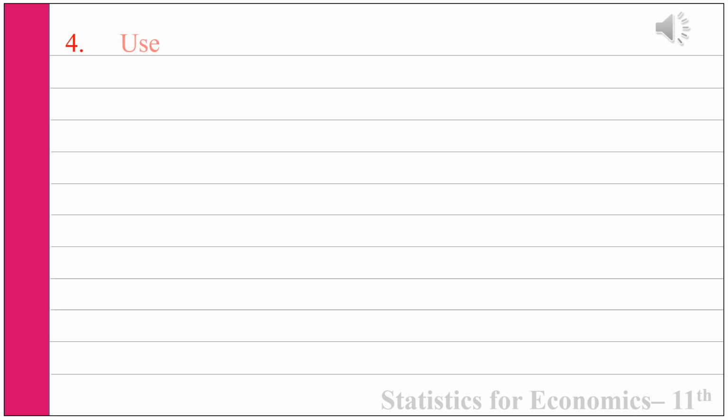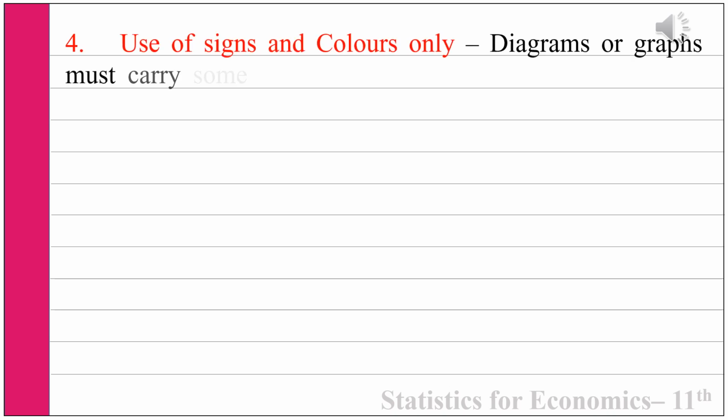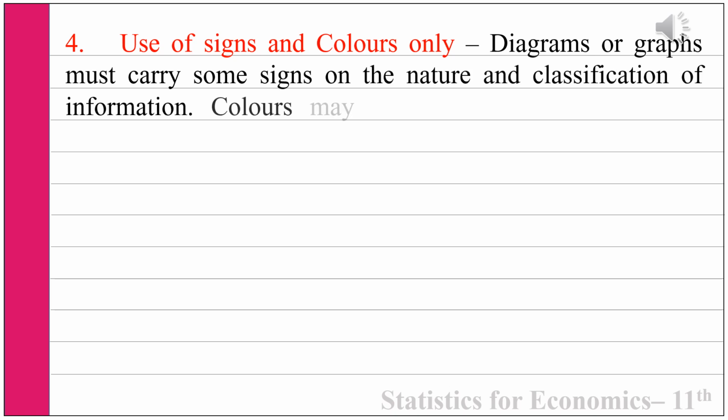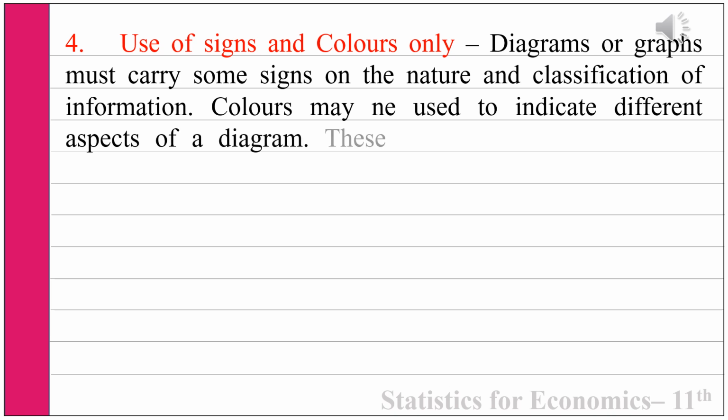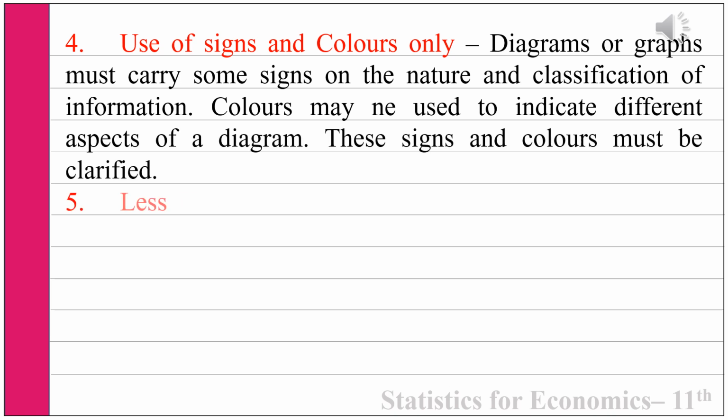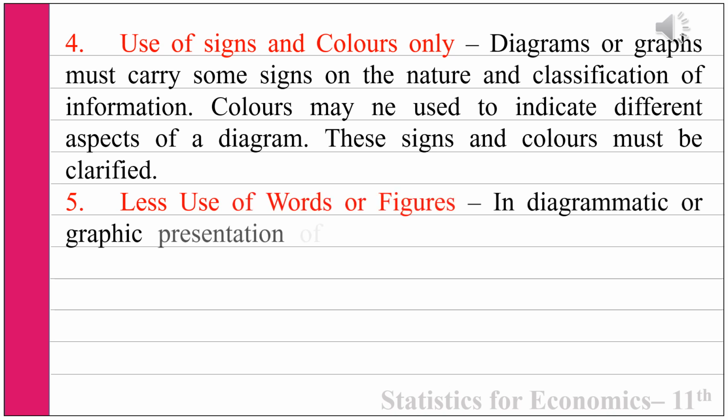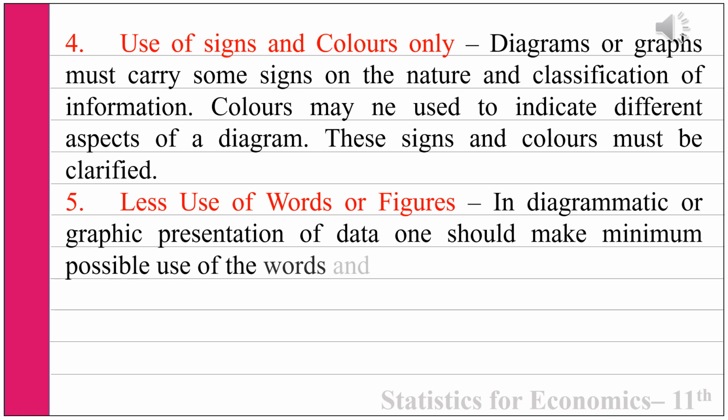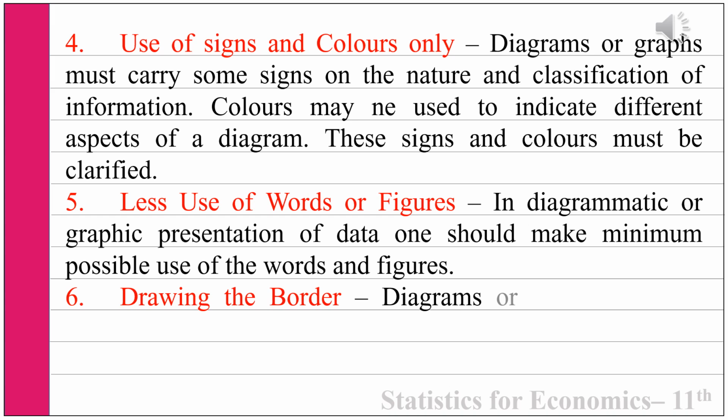4. Use of signs and colors. Diagrams or graphs must carry some signs on the nature and classification of information. Colors may be used to indicate different aspects of a diagram. These signs and colors must be clarified. 5. Less use of words or figures. In diagrammatic or graphic presentation of data, one should make minimum possible use of words and figures.